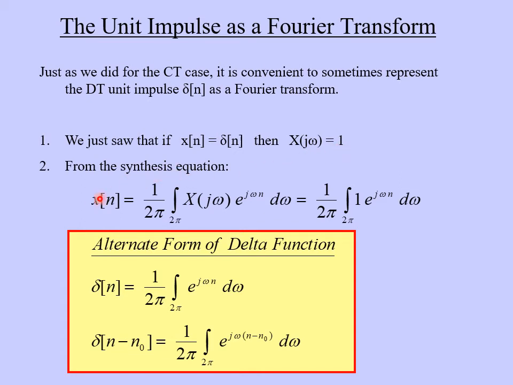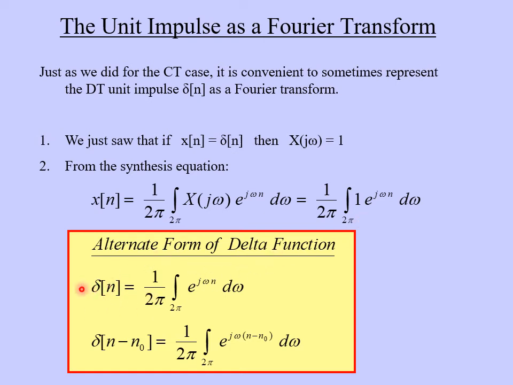So let's go backwards. Let's start with the synthesis equation, which is shown right here. It's this integral here. Let's assume that x of n is our delta function, and then we know that the Fourier transform X of j omega is just equal to 1. You can see I put that in here. So what we have now is an alternate form of the delta function.